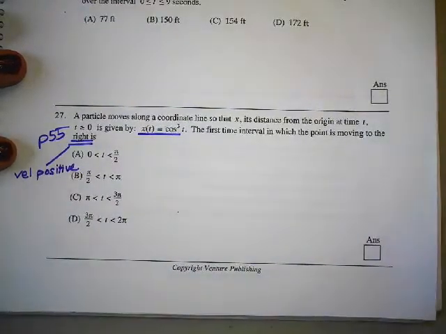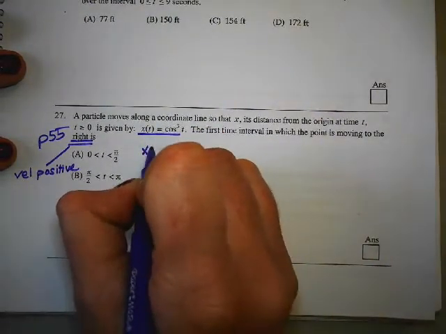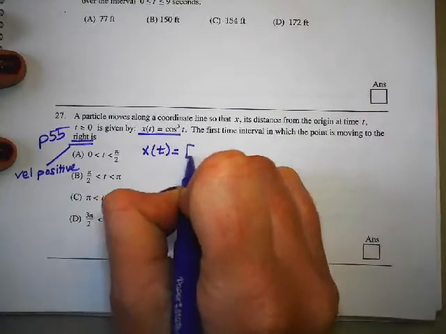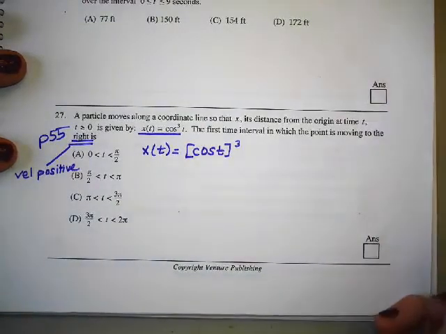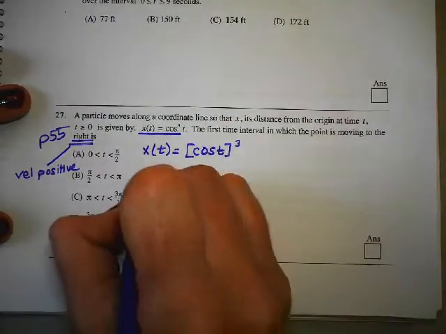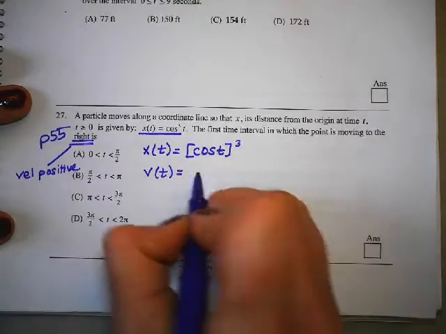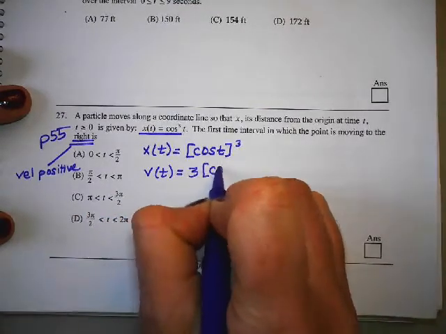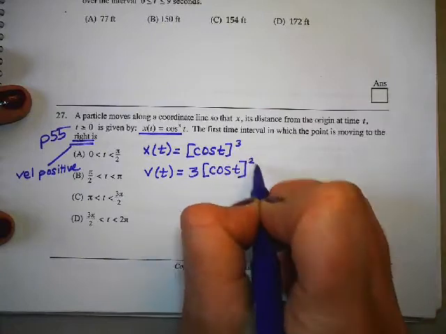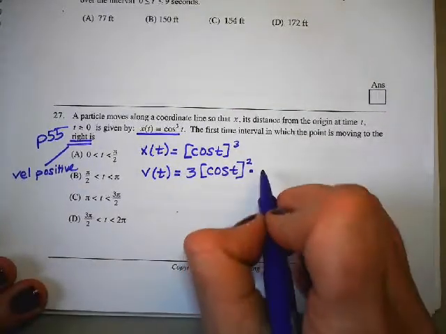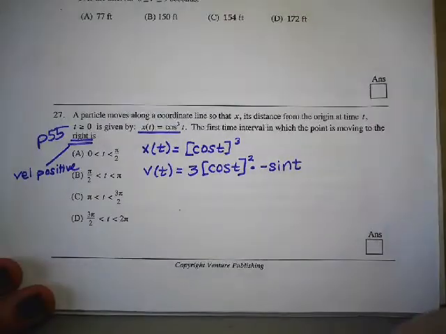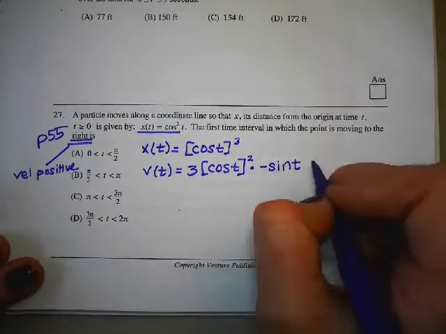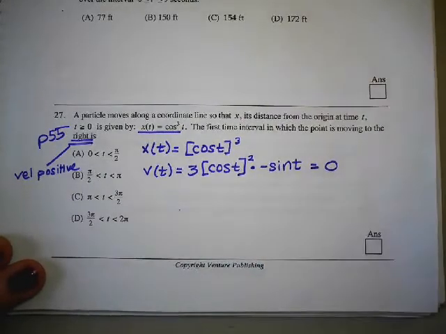So I need to get to my velocity function, which means I need to take the derivative of this position. I'm actually going to rewrite this position as the cosine of t quantity cubed. And then when I take the derivative of it, it becomes the velocity. I need to do a chain rule. 3 to the front, cosine of t squared times the derivative of the inside, which is negative sine t. And to figure out when something's moving to the right, or when the velocity is positive, I'm actually going to set the velocity equal to 0 first. And I'll figure out when the velocity is 0.